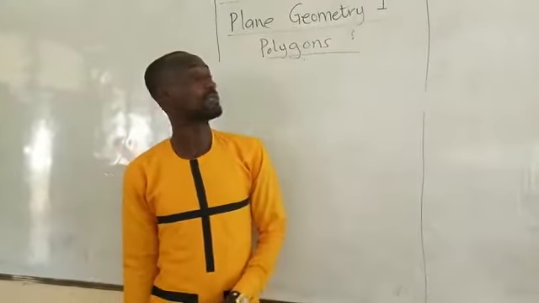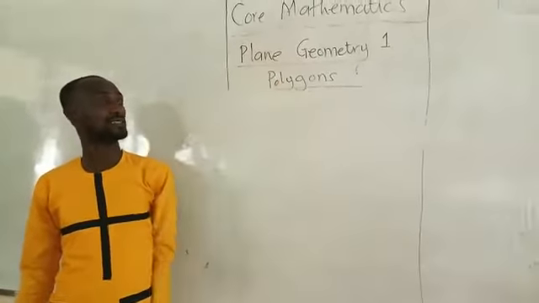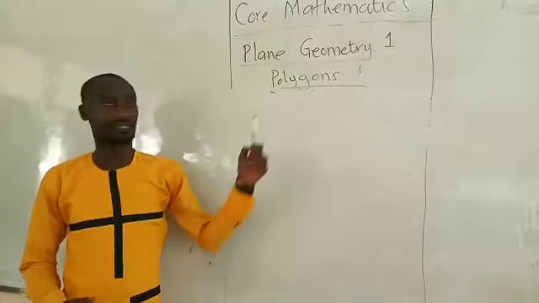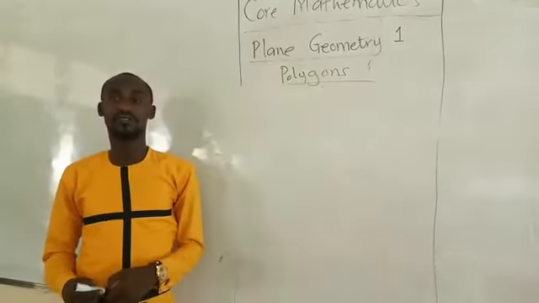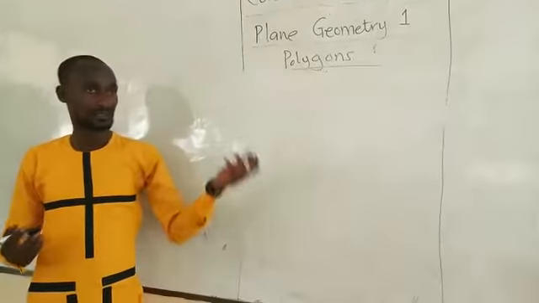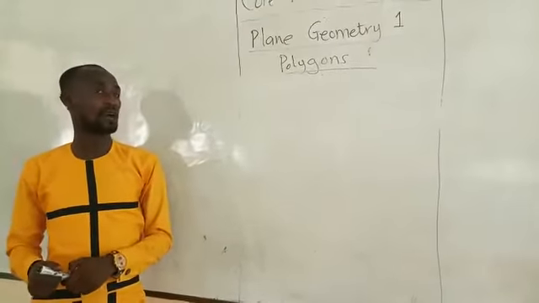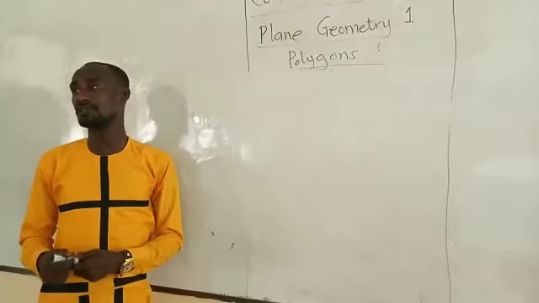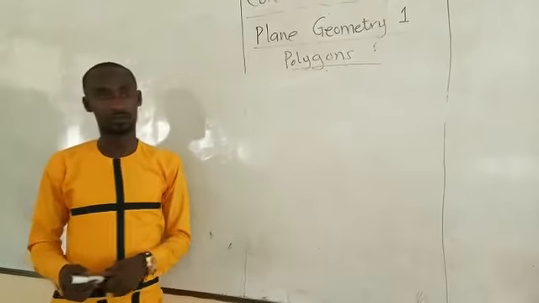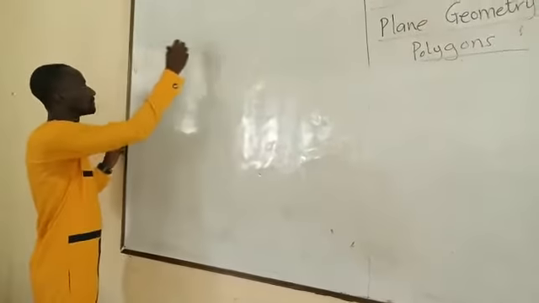Today we are going to tackle Element 1 under core mathematics, and the aspect we want to tackle is about polygons. So at the end we should be able to find examples of polygons. Then we are going to end it on how to find the sum of the interior angles of a regular polygon. So some of the polygons are triangles.